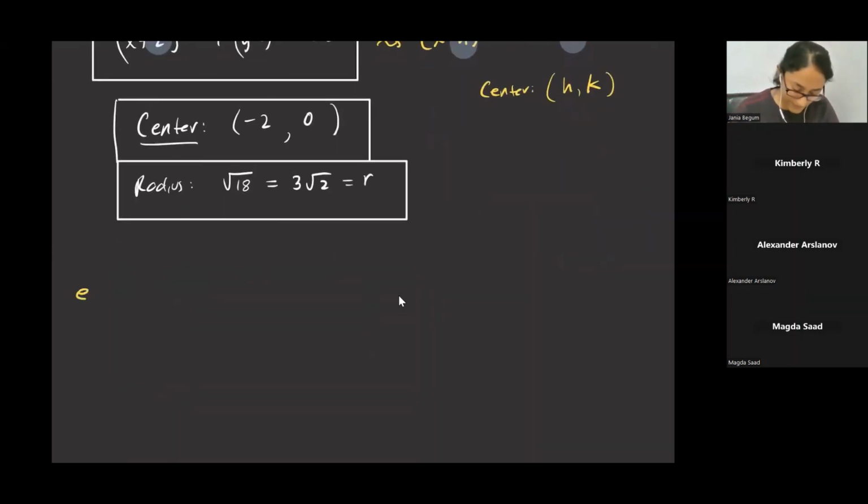So for example, let me just add on to this. If I give you, let's say, x plus 2 squared plus y minus 7 squared is equal to 10, what would you tell me about the center and the radius?